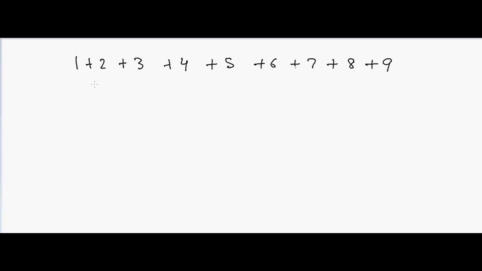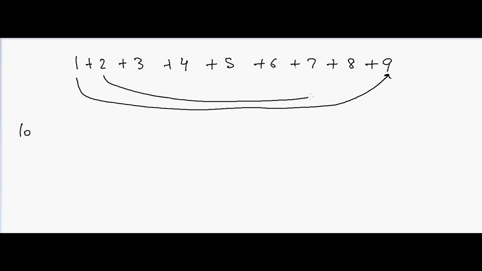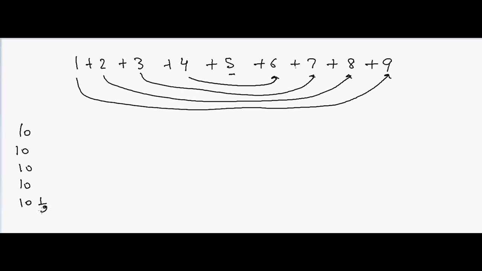So if we look here carefully, we can add this 1 and the 9 here, so we'll get a 10. Then we can add 2 and 8 here, so we'll get another 10. Then we can add 3 and 7 here, so we'll get another 10. Then we can add 4 and 6 here, so we get one more 10, and then we are left with a 5, which is half of a 10. So it's half of a 10, right?